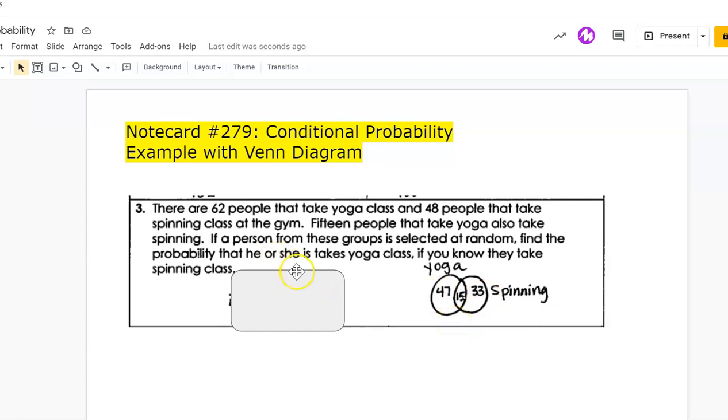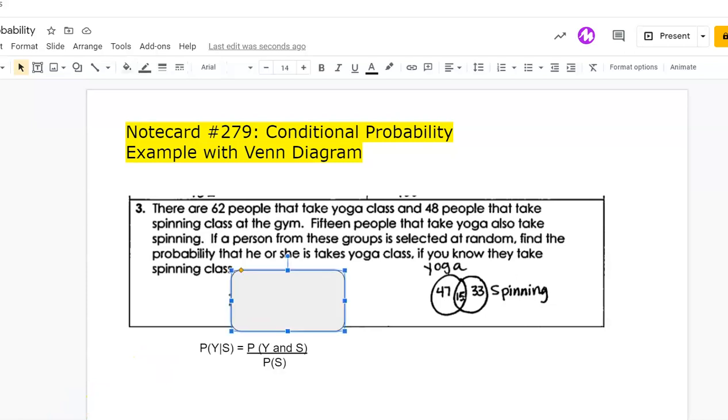And now it says if a person from these groups is selected at random, find the probability that he or she is taking yoga class, if you know they take a spinning class. Here's the notation: the probability that they take a yoga class, given that they take a spinning class. I know it doesn't use the verbiage given that, but if you know that, it's the same thing. That is equal to the probability that they take yoga and spinning divided by the probability they take spinning.